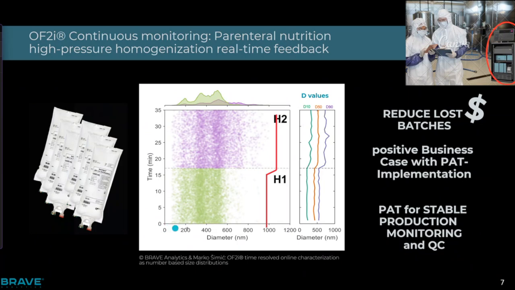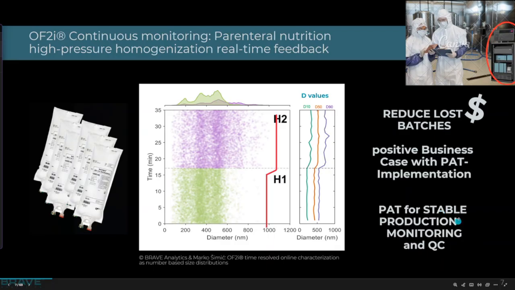So really in the nano space, but having the really nice advantage of seeing very low concentrated populations when they appear during a production. And we were able to provide characterization values over time to really give process information, have a clear approach on using this information to reduce lost batches, but also give clear and stable production monitoring for quality assurance.